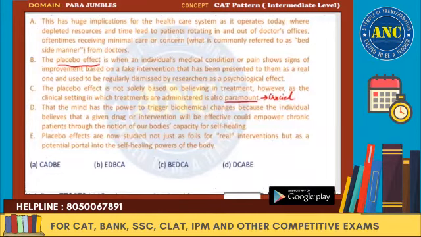D says that the mind has the power to trigger biochemical changes because the individual believes that a given drug or intervention will be effective, could empower chronic patients. Chronic patients are terminally ill patients, those who are suffering with things which possibly will have no real solution, through the notion of a body's capacity for self-healing. So in D, he is saying that the mind is so powerful that if you start believing, it will actually work, sort of like self-healing.